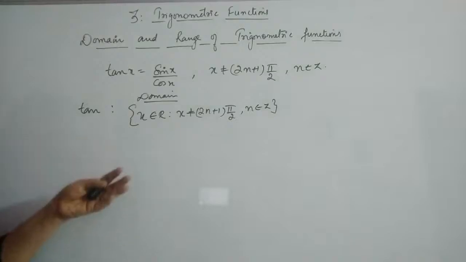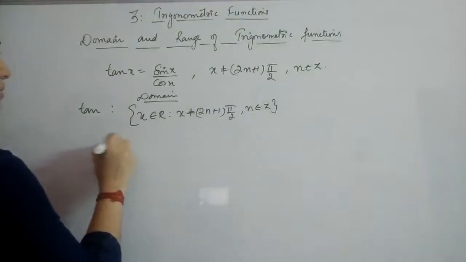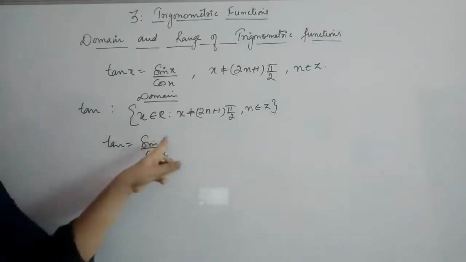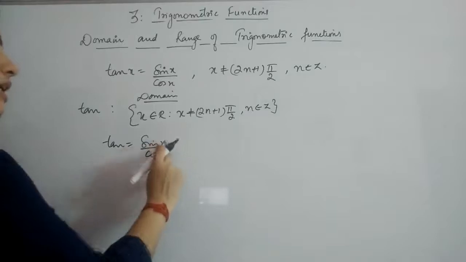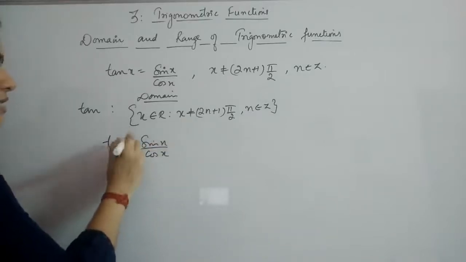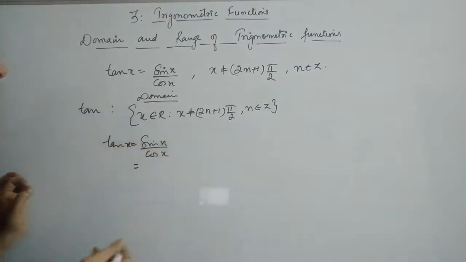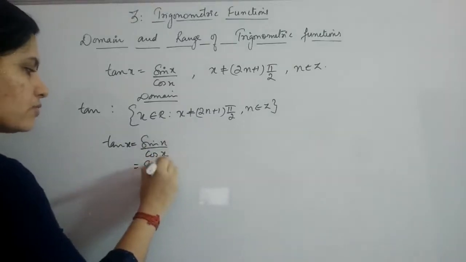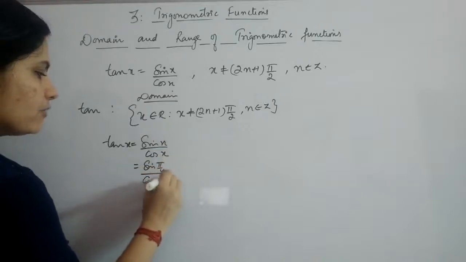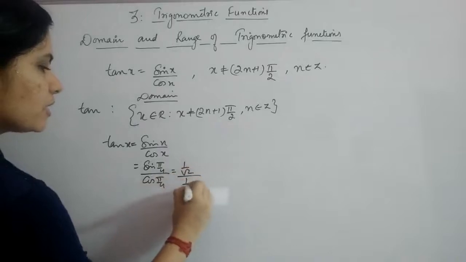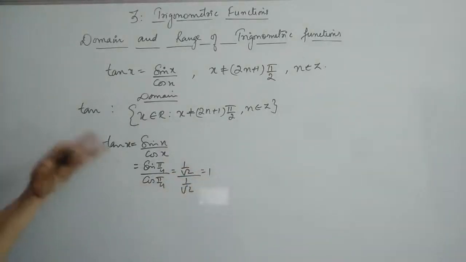Okay, now talking about the range, what is tan? Tan x is sin x by cos x. Whenever I substitute the values for sin and cos, remember that we are taking the same angle x to find tan x. Suppose it is 45 degrees, or you can say pi by 4. So sin pi by 4 by cos pi by 4 will give you what? Sin pi by 4 is 1 by root 2, cos pi by 4 is 1 by root 2. So you are getting 1. So tan can have 1.